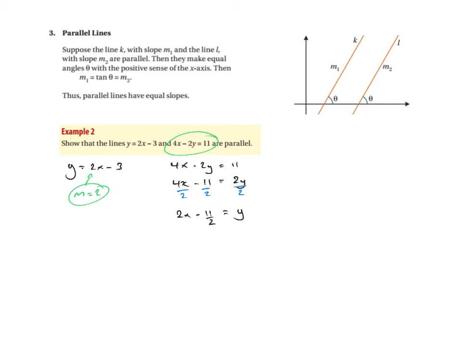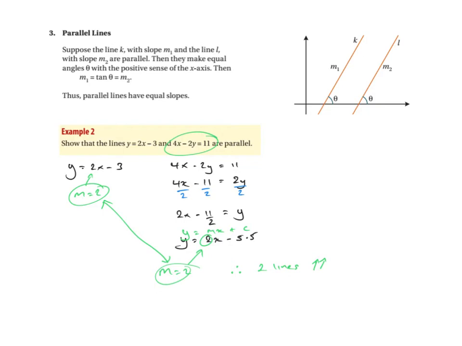Now I could put that as a decimal if I wanted to, just going to rearrange it. We've got y is equal to 2x minus, and that's 5.5 if I prefer it as a decimal. Notice again that I now have it of the form y is equal to mx plus something, so y is equal to mx plus some constant. So you can see here that the 2 is equal to the m, and that's the same as this here. Therefore, these two lines are parallel. Okay, so parallel.